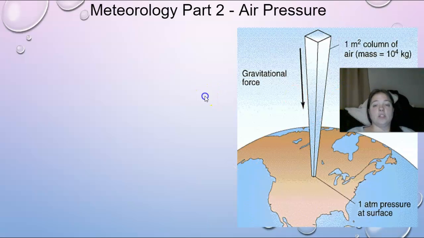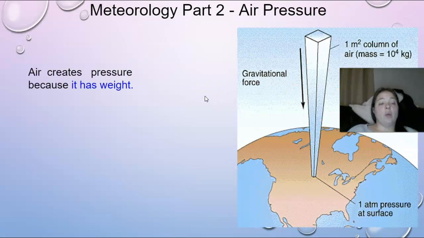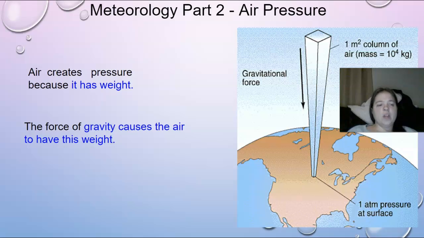All right, now we're going to look at some pressure. So air creates pressure, which means it has weight. I know it's kind of weird, right? So the force of gravity causes air to have weight because gravity is pulling down on everything, pulling down on our atmosphere, keeping us all together. If there was no weight to the air, everything would be floating around and we wouldn't be here.